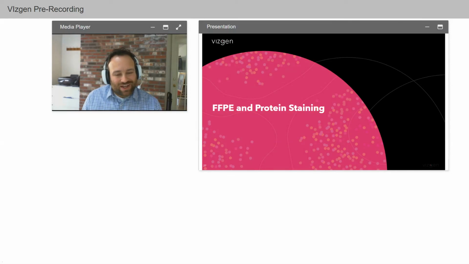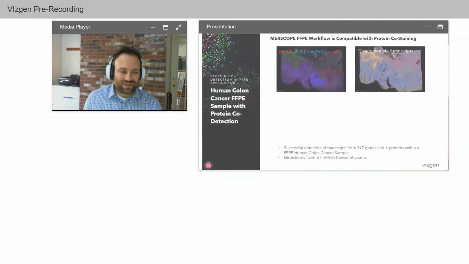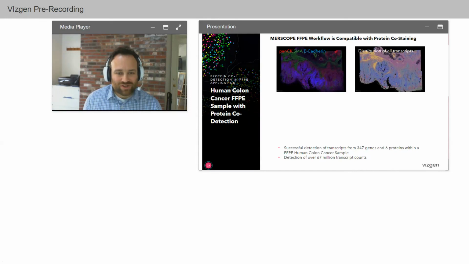And then finally, as I mentioned before, a key feature of both of these products is their ability to work together. So having the ability to do that protein co-detection within FFPE samples. And so we have a MERSCOPE FFPE. We've demonstrated this within a human colon cancer FFPE sample. Here we did protein co-detection with 6 proteins. And so on the left, you can see pan-CK, SMA, E-cadherin.